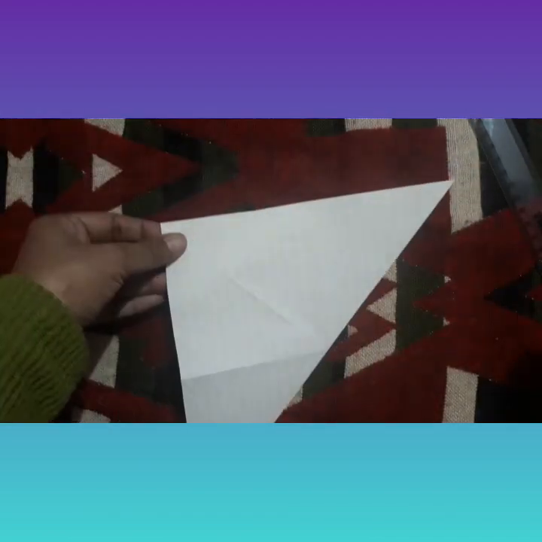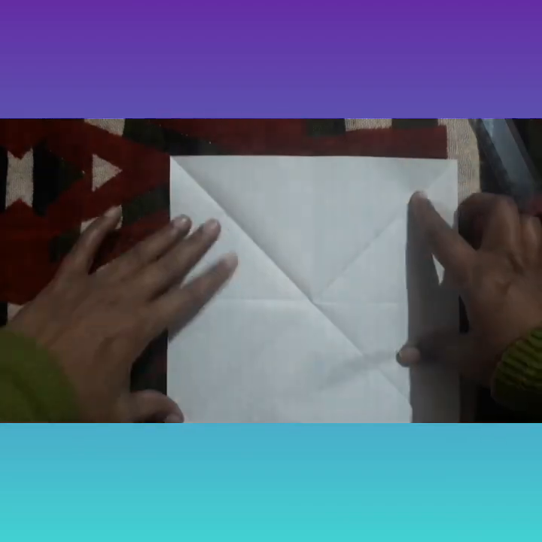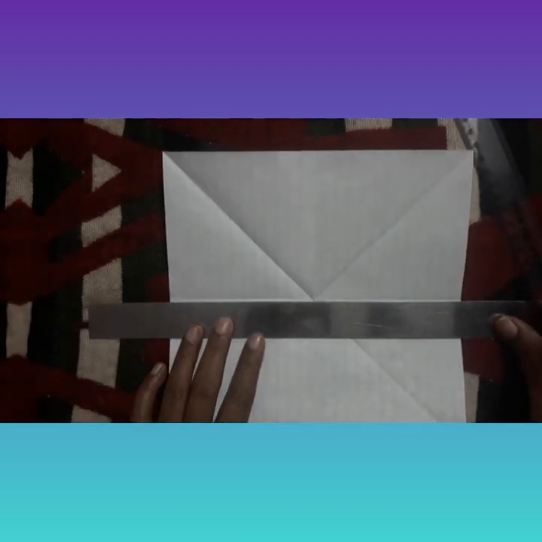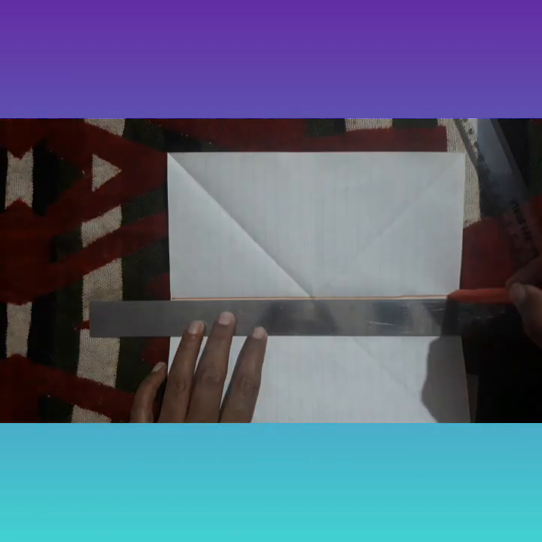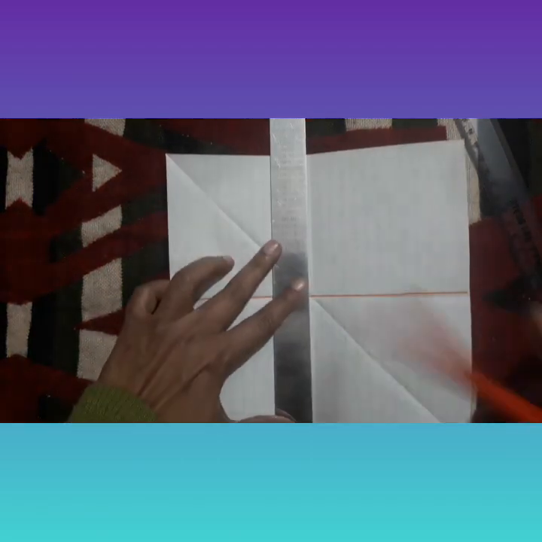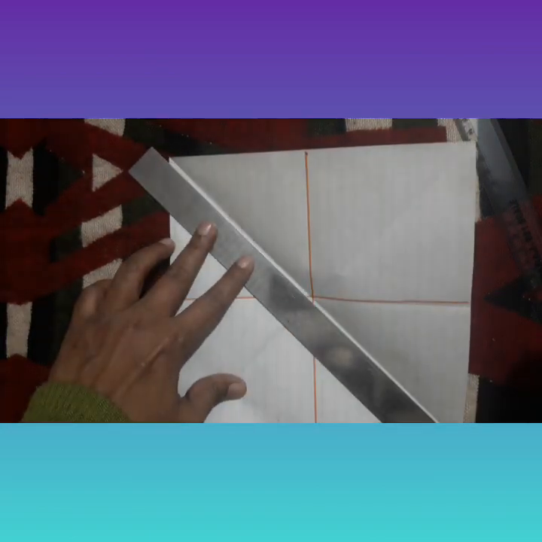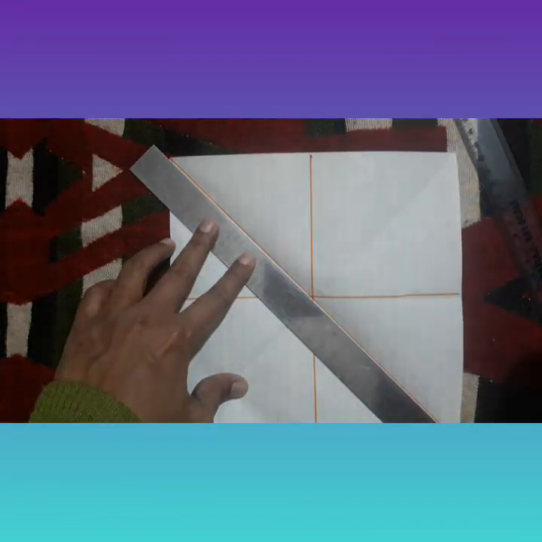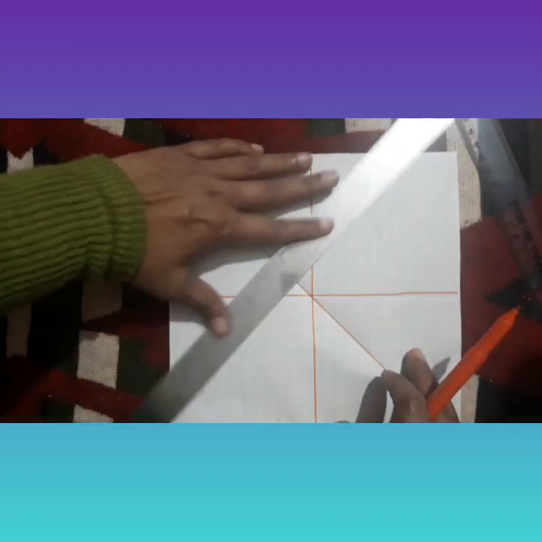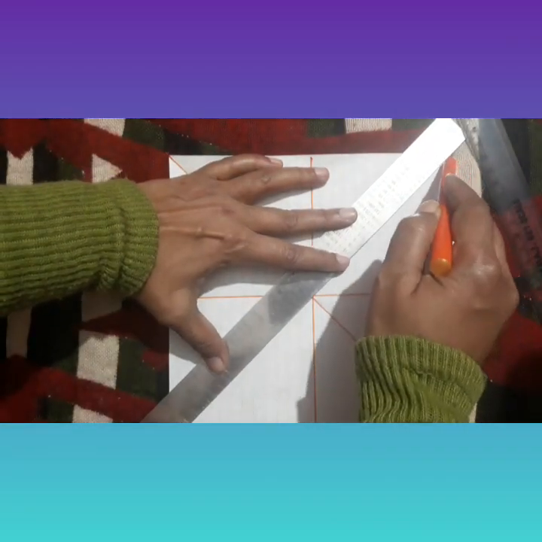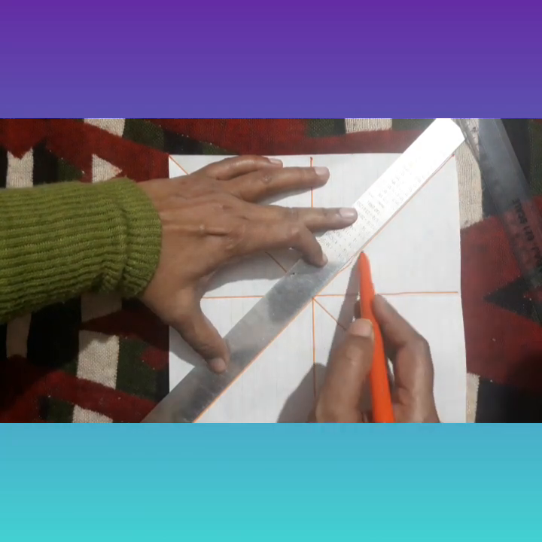Observe, it is symmetrical. So how many axes of symmetry did you notice here, beta? Look here, carefully observe. This was the first axis of symmetry. This is the second axis of symmetry. This is the third axis of symmetry. And this one is the fourth axis of symmetry. So in total we have 4 axes of symmetry in a square.